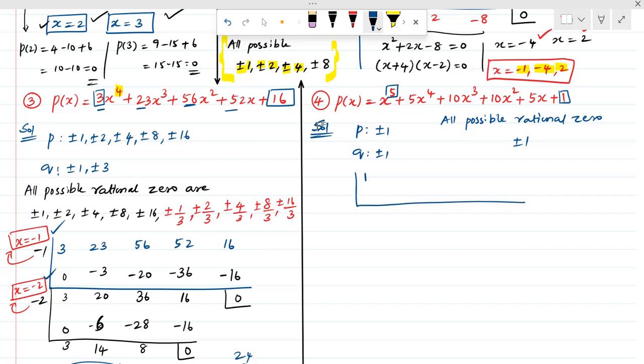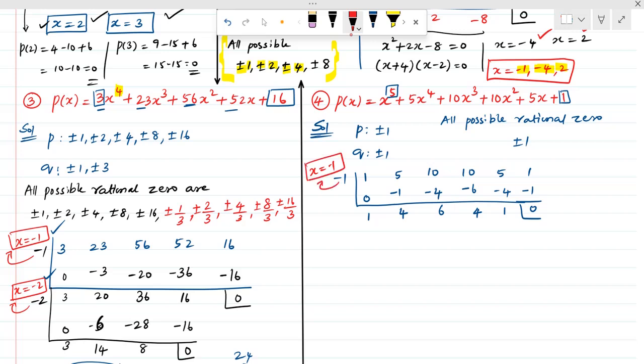I try with 1, 5, 10, plus 10 and 5, 1. Since I cannot try with 1, because it is going on addition, it will not lead to 0. So I just try with minus 1. What happened here? 1 multiply minus 1. If you add 4, multiply minus 4, here 6. Multiply minus 6, add plus 4. Multiply minus 4, add plus 1. Multiply minus 1, 0. Therefore, x equal minus 1 is one of the zeros, by the way.